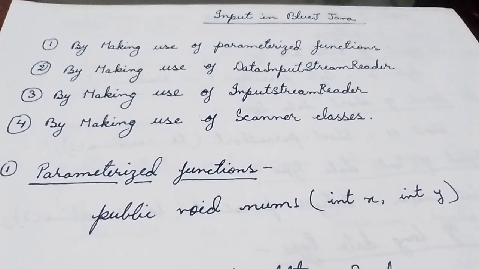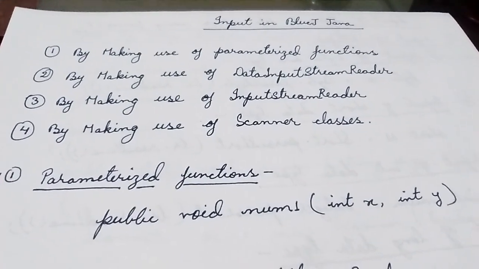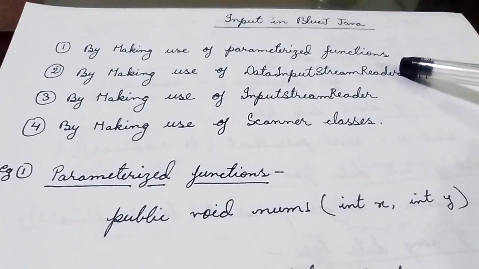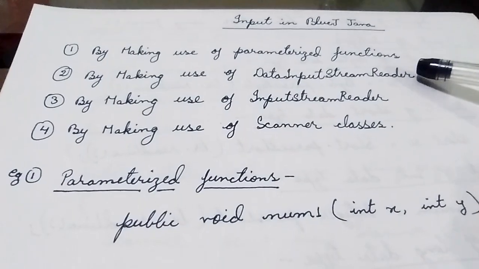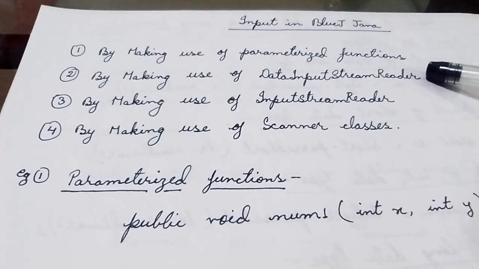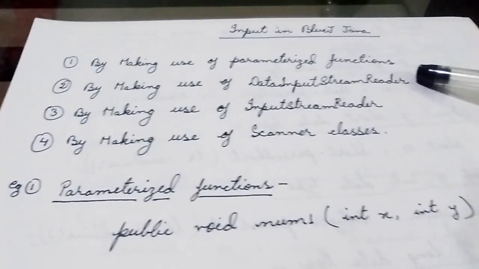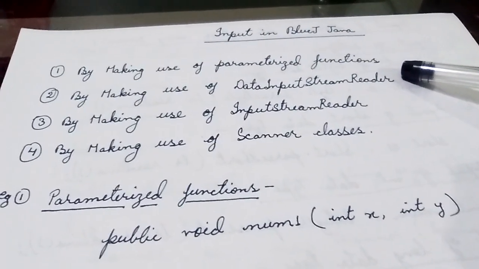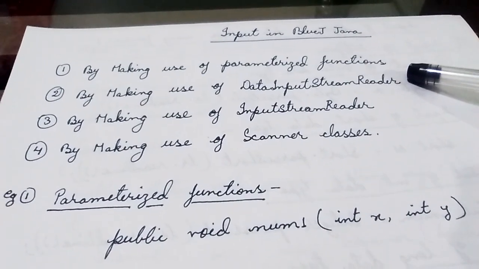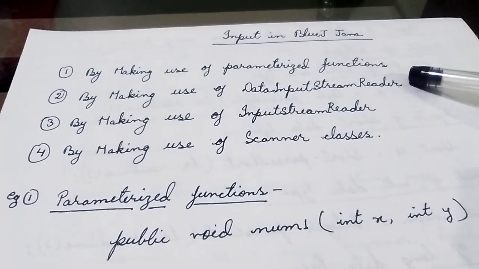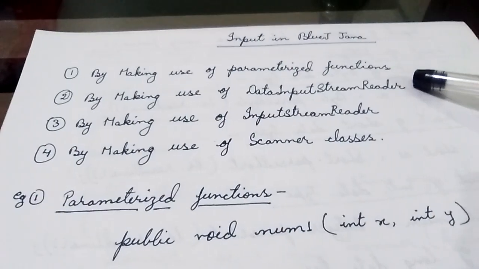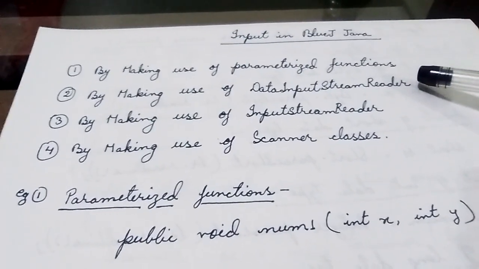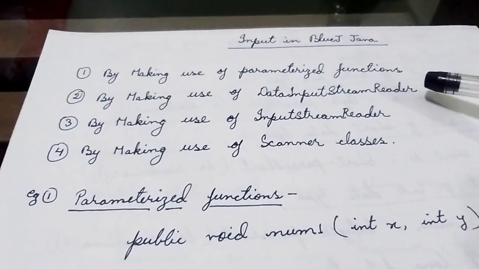Now we will learn how to take simple inputs in Java. By making use of data input stream reader, this is also acceptable, but it is more preferred when we make use of binary files. Usually files are of 2 types, text file and binary file. Binary files are those files which have data in 0s and 1s, like audio, video files, and images.